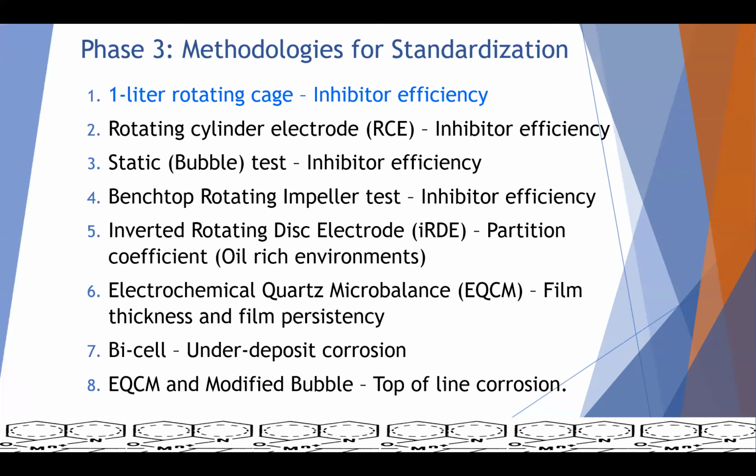In phase 3, as we indicated, we will standardize 8 methodologies. When you say standardized, we will develop standard test methods with known precision. We talked about the 1 liter rotating cage, I believe, in webinar 2. And some people asked why we are standardizing the 1 liter rotating cage since we already have the ASTM G202. That was the reason why we talked about ASTM G202 extensively in this webinar.